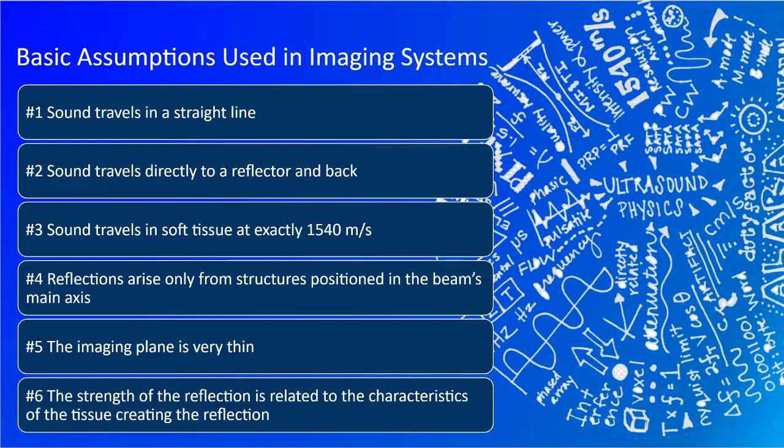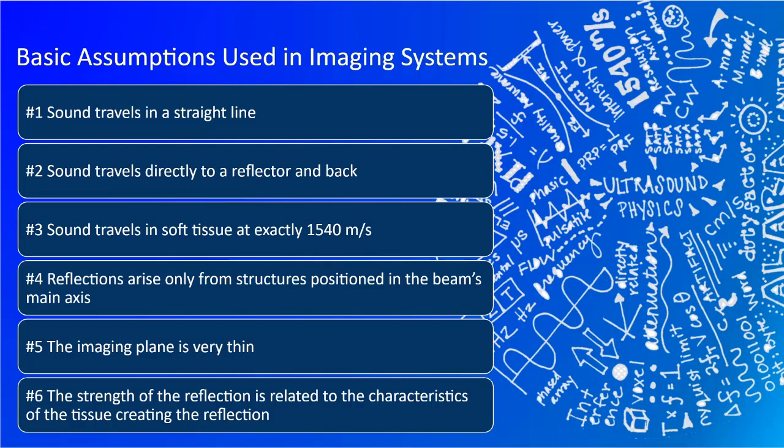In a nutshell, what that is meaning, and we'll talk about it a little bit more as we talk about the artifacts, is are the echoes that are returning to the machine for a certain piece of anatomy, are they what we expect them to be? Are they the correct brightness? Are they even visible? Are we getting the correct strength or amplitude of echo to reflect the tissue that it's imaging?